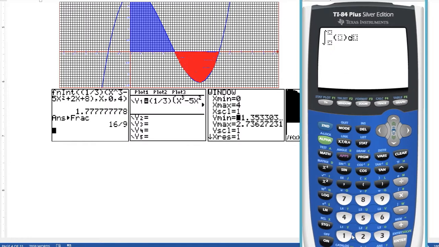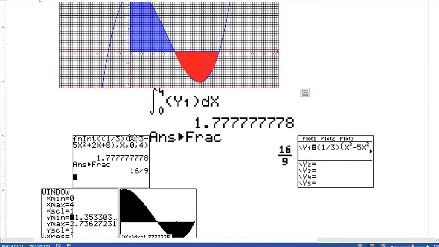So we're going from 0 to, what was it, 4? Yeah, 0 to 4. And since I have it in here, I can just do y1 dx, and there it is, and I can change that to a fraction. So 16/9 is exactly what I get.